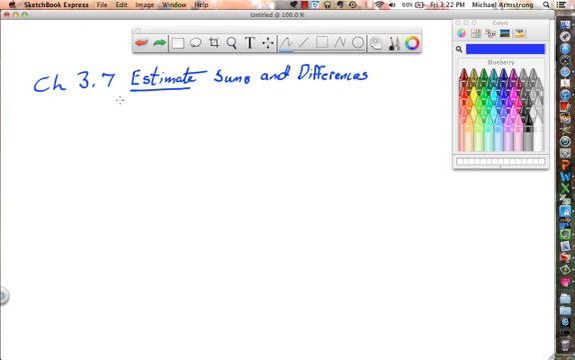Okay, Chapter 3.7, Estimate Sums and Differences. And we're going to use two kinds of estimation. And the first one is rounding. This is kind of what you're used to. And I know that you'll find it really easy.